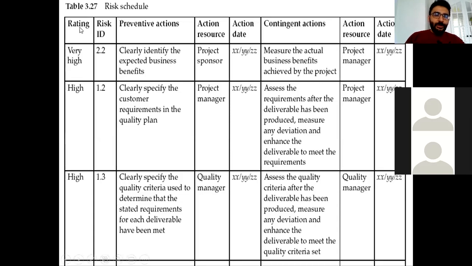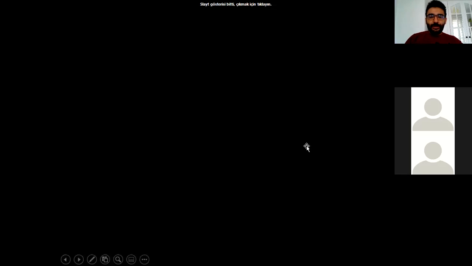For example, rating is very high, 2.2. What preventive actions can you take? Clearly identify the expected business benefits, project sponsor, contingent actions, and measure the actual business benefits achieved by the project, like this. So, actually you also need to develop some plans, some actions and activities against these risks.